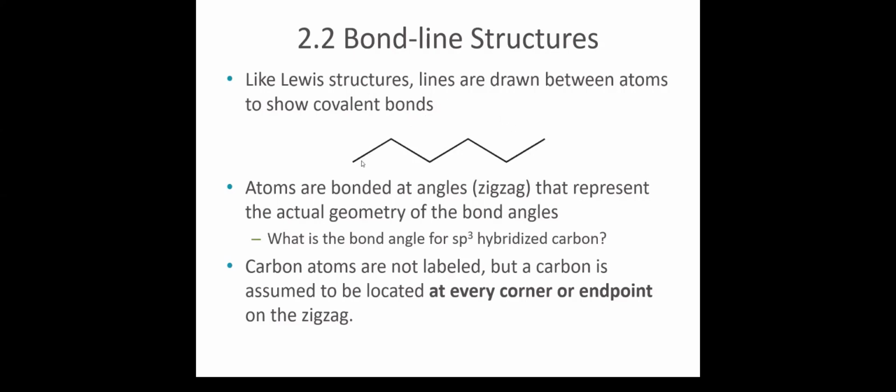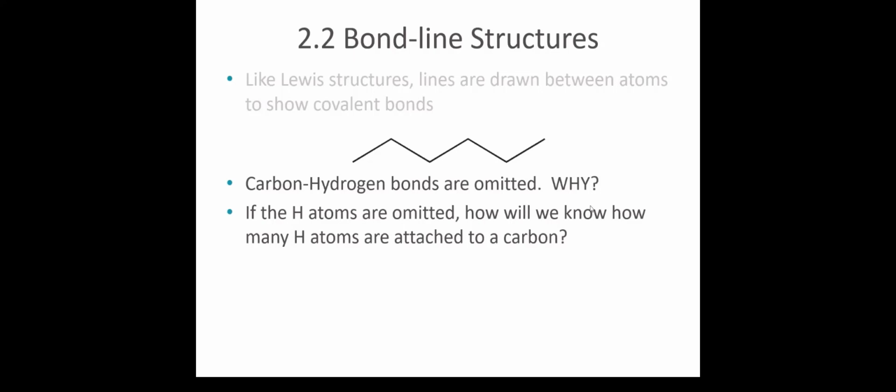What is the hybridization of each one of these carbons? They all have 4 atoms on them, and they're only making single bonds, so they're all sp3. So what is the angle? Even though we're zigzagging, what is the angle here? 109.5. Okay. So a carbon is at every intersection or endpoint. We omit carbon-hydrogen bonds. Why? Well, kind of because we can, but largely it's because they are clogging up space.